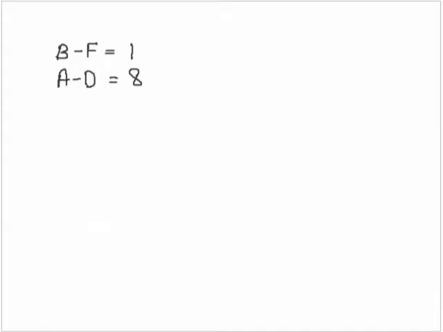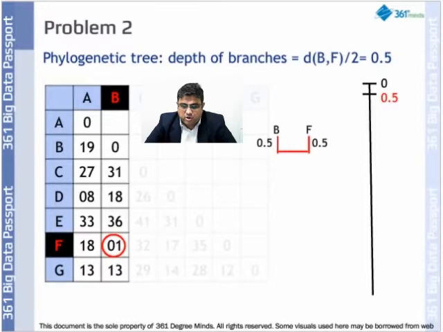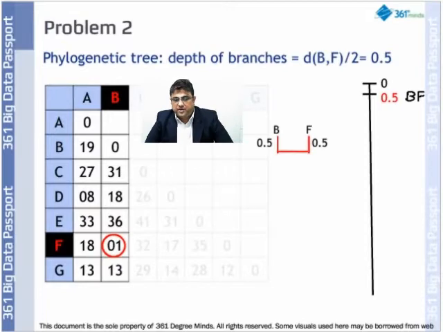You can see B and F as 1. So it's drawn as B and F as 0.5 and 0.5. And on the right hand side you can see 0 to 0.5 is B and F. So we could write B, F, perfect. Let's go to the next slide.